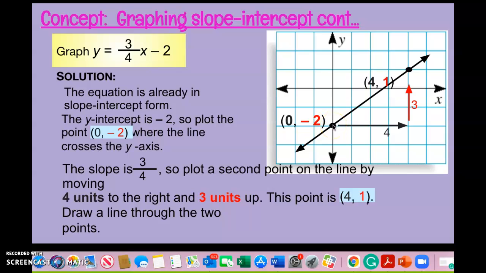The slope is 3/4, so we plot the second point of the line by moving 4 units to the right, 1, 2, 3, 4, and 3 units up, 1, 2, 3, and there's the second point at coordinates 4, 1. And then lastly, we draw a line to connect those 2 points, and that will give us our line for that equation.